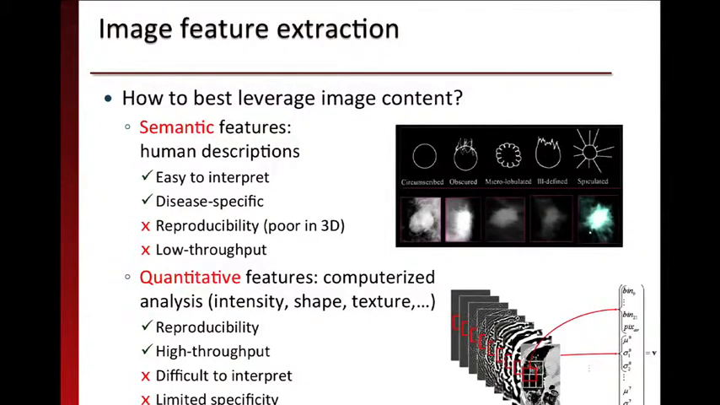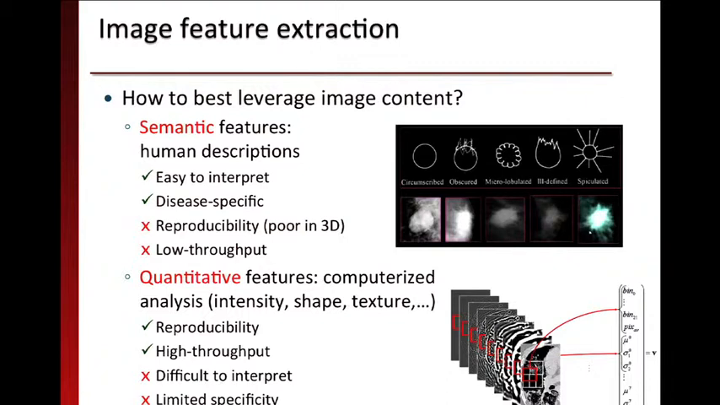So two different radiologists may say different things when they see these images, so that they have a low reproducibility. And especially if you think in 3D, it starts to be very difficult to describe accurately a 3D shape. And also it's low throughput because it takes a lot of time to really go through all the images and extract those features. So if we want to analyze huge amounts of data, that will be very difficult.